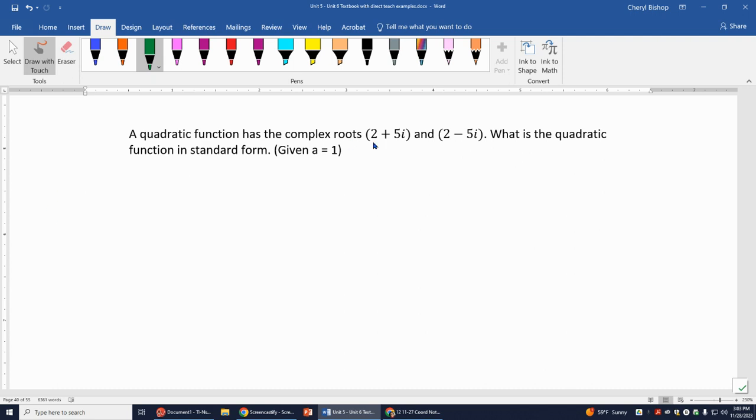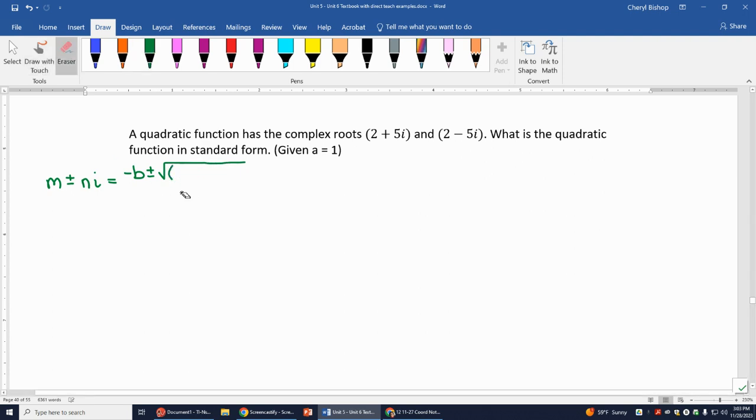They're going to talk about, instead of thinking of this as 2 plus 5i and 2 minus 5i, thinking of this as m plus or minus ni, where m is 2 and n is 5, right? Those are my 2 roots. We get this answer by doing the quadratic formula, right? By doing negative b plus or minus the square root of b squared. Let me make that a b.